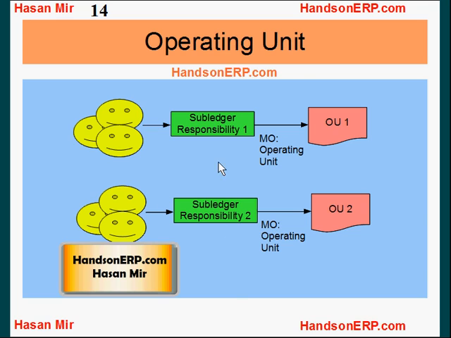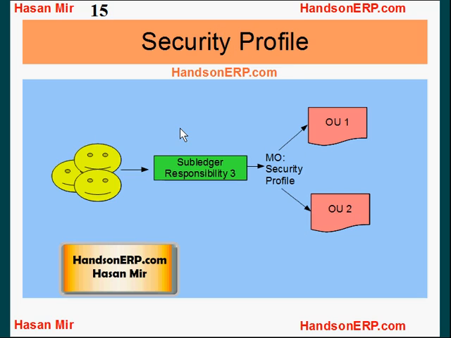So in this scenario, we have two responsibilities, 1 and 2, one married to operating unit 1 and the other one married to operating unit 2. The whole idea of creating two different operating units was so that we could keep the data separate, and most likely there are two different groups of people who want to connect to these operating units. So that's why we created the two operating units to begin with.